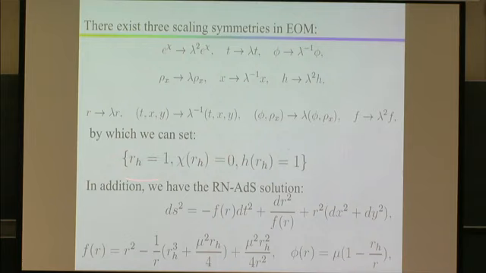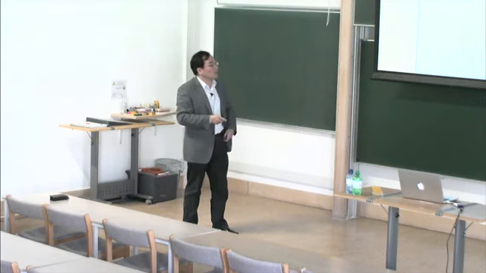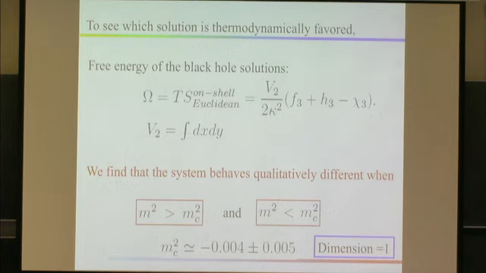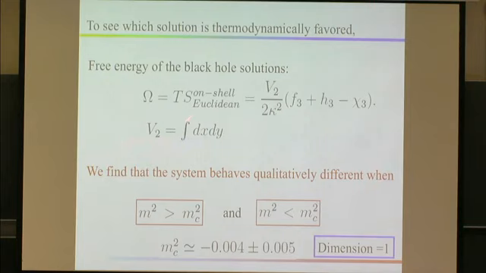Of course, in the previous equations of motion, there is a special exact solution. This is nothing but the RN AdS solution, described by this one with a trivial vector profile. This is nothing but just the normal phase without the condensation. Because there are many solutions, to see which solution is thermodynamically favored, we need to calculate the free energy of the black hole solutions.